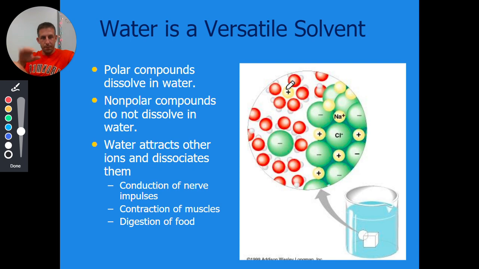The same thing happens with the positive ends, because opposites attract again. Here's a positive end, here's a positive end of the hydrogens. The positive ends of the hydrogens completely surround the anion, which is chlorine from the salt molecule, and basically tear it away. That's why we don't see those ions in water, because they're surrounded by other molecules of water. That's why oftentimes solutions look invisible. So that is how water dissolves these things.